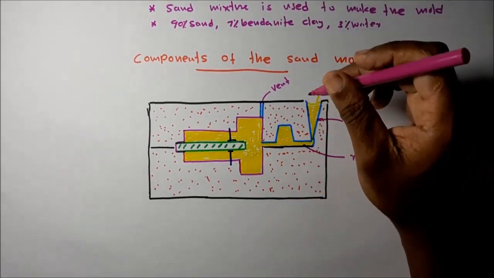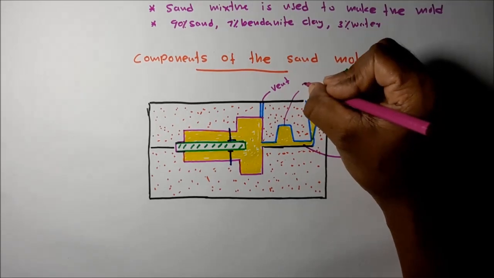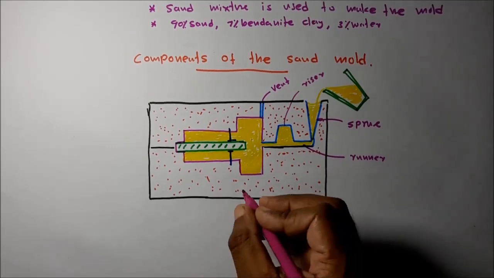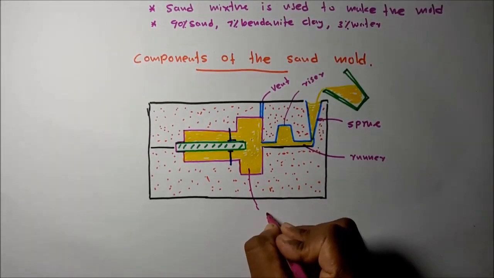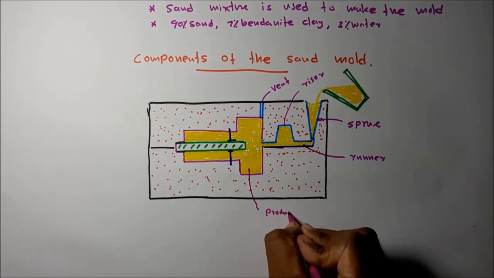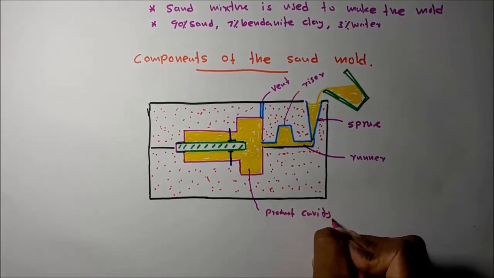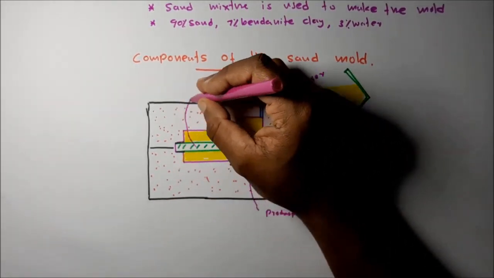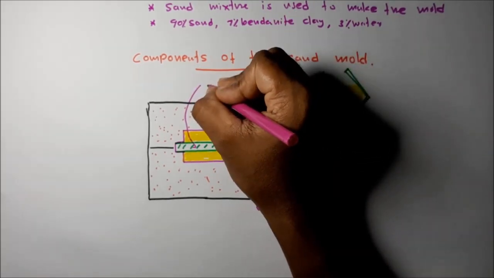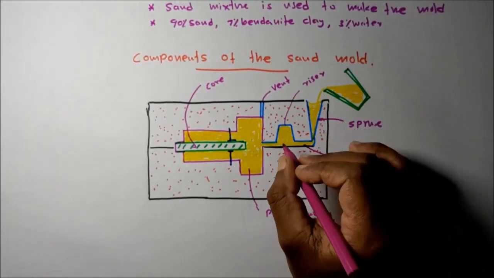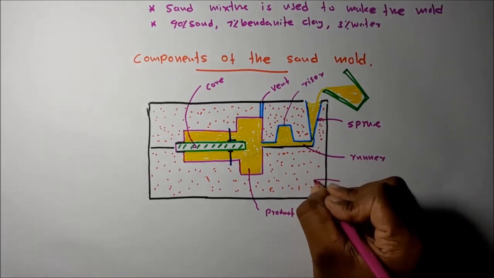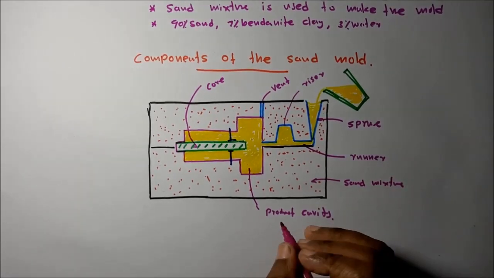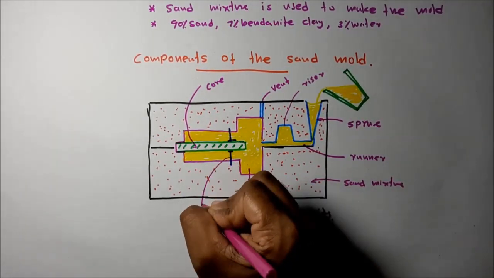Okay. This is called the riser. Then this is called the cavity, the product cavity. This is the product we are going to manufacture. That means this is the core. The cores are used to generate the internal features. This is called the core, the riser, sand mixture, riser. This is called chaplets.